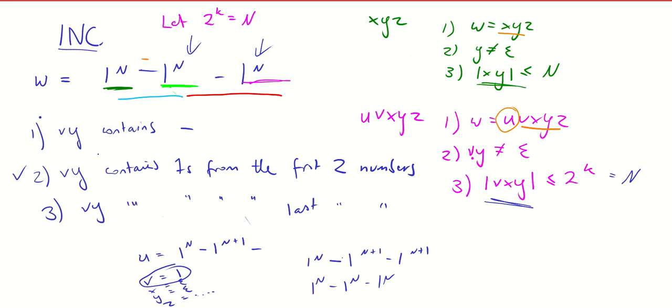We've gone through all of our cases. So we've said case 1, vy contains just the dash. Case 2, vy contains ones from the first two numbers. And case 3 is vy contains ones from the last two numbers. And we've had a quick chat about how we would show that these cases fail.